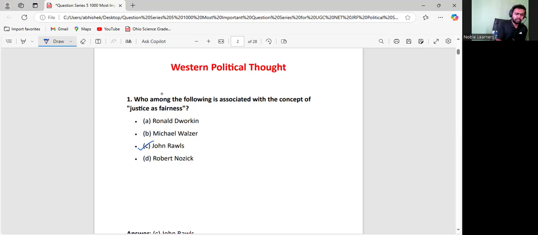Robert Nozick is also very important for us. He's a neoliberal thinker, and he gave the concept of the night watchman state. He is said to be the reincarnation of John Locke, because whatever John Locke was saying before, the same thing was repeated by Robert Nozick. For your information, neoliberalism is nothing but a revival of classical liberalism. Whatever classical liberalism was advocating, the new liberals are also advocating. That's the point we need to understand.